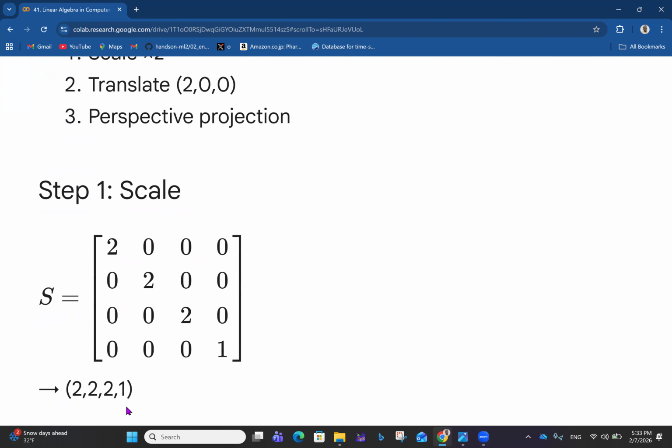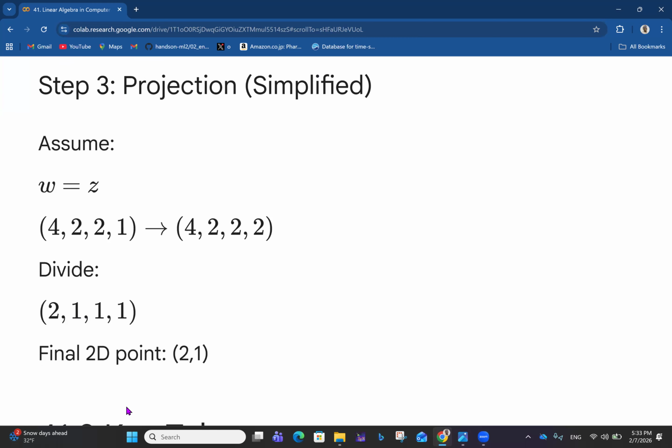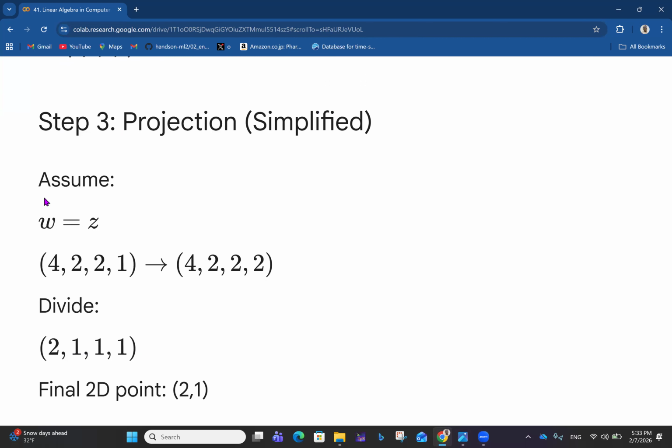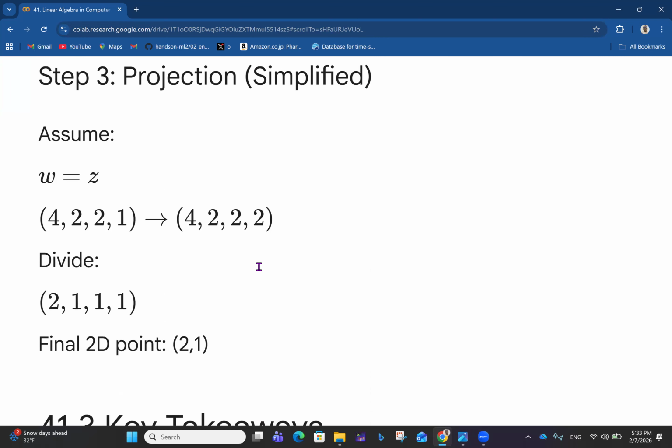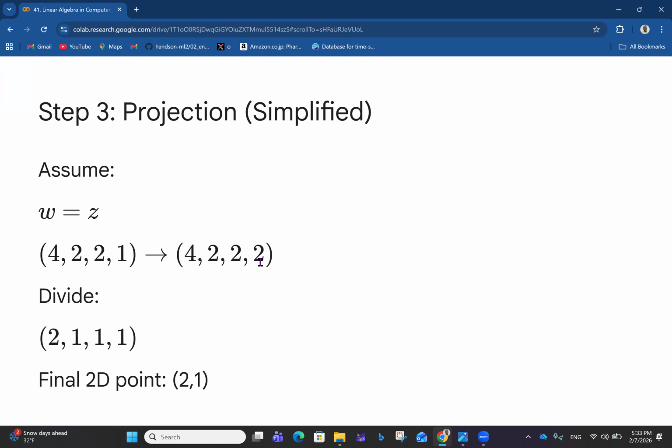Then you have the projection. For perspective projection, simplified, if you say W is Z, then 4, 2, 2, 1 goes to 4, 2, 2, 2. Then if you divide by W, you have 2, 1, 1, 1. And the final 2D point is just 2, 1.